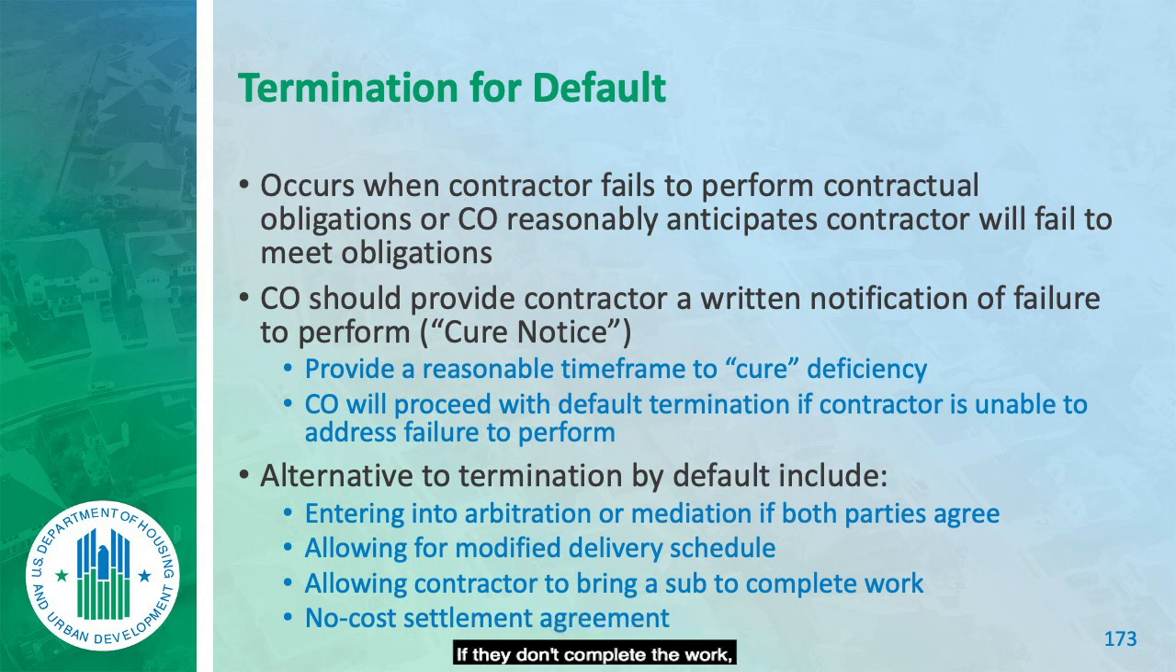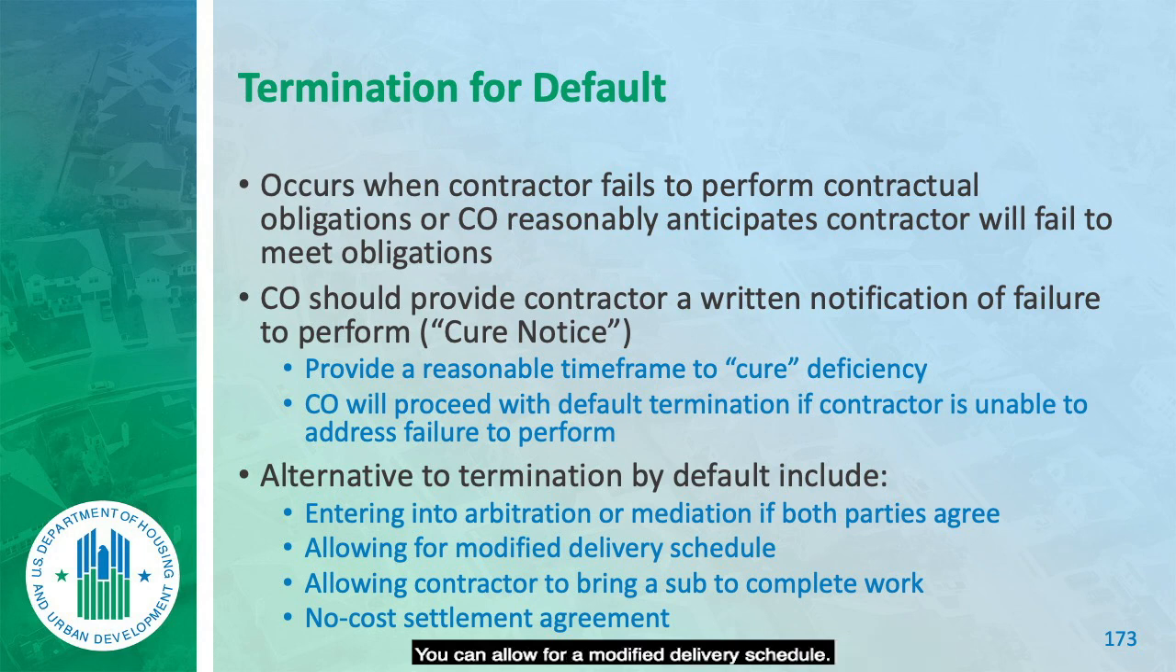If they don't complete the work, what do I have to go against? Their payment and performance bond. Done that very seldom. Somewhat easier to go against a payment and performance bond than it is a bid bond. Bid bonds are difficult to go against. The surety will probably fight them. Payment and performance bonds are much easier to go against.